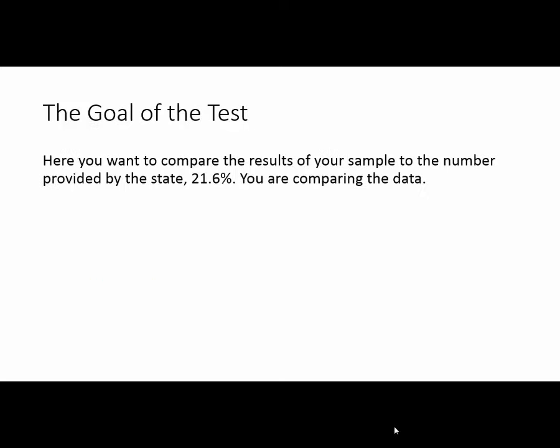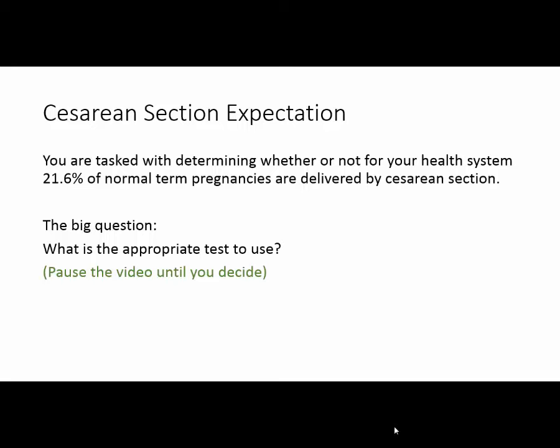That's right. Here, you want to compare results. You want to compare your data to the historic number or the global number provided by the state of 21.6%. You are comparing data. So now that we've answered those three questions, let's answer the big question. What is the appropriate test to use? Pause this video till you know the appropriate test to use, then move on and check if you are correct.